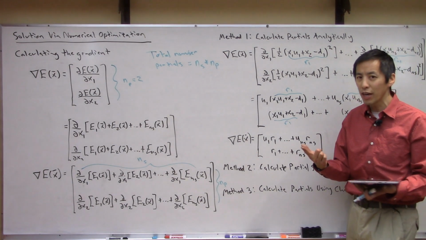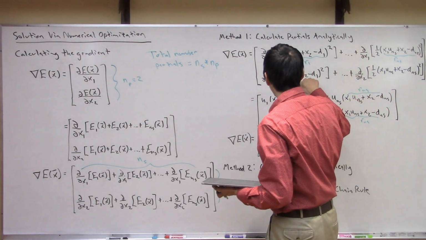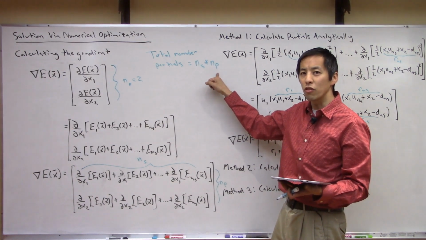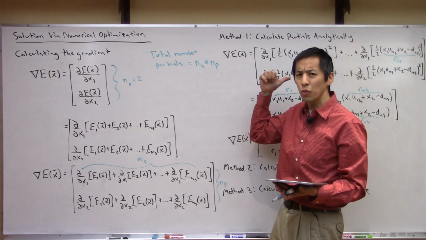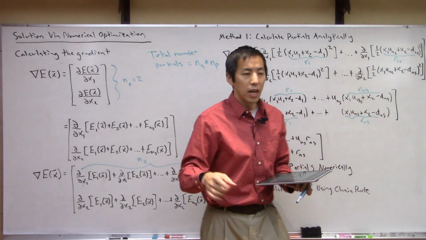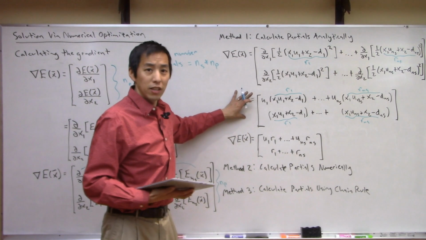The catch being, again, think about it. We had to analytically calculate ns times np gradients, which, if this function was a little bit more complicated, might not be so trivial, right? Okay. That's one way to calculate the gradient.